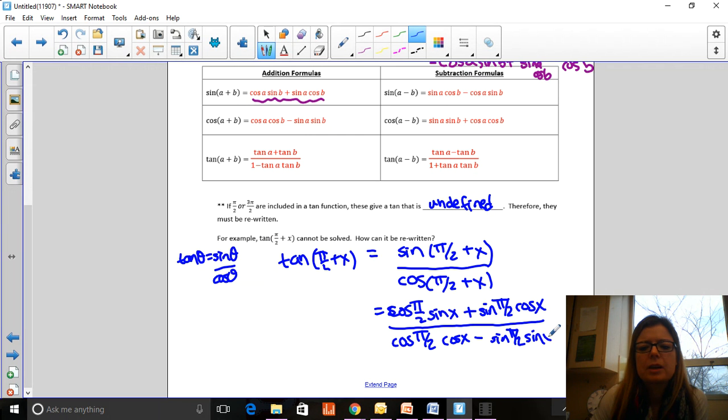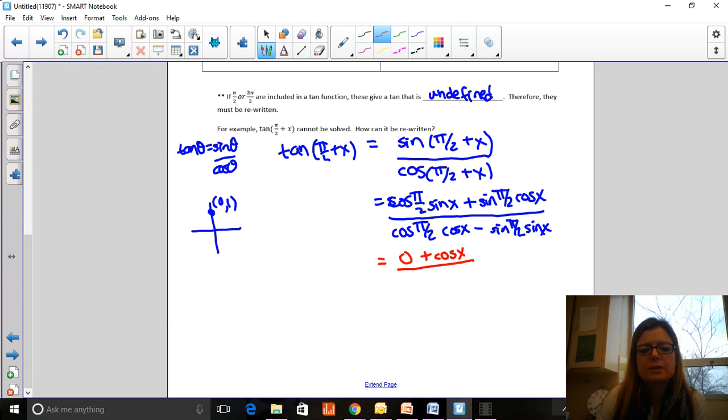Okay, so the cos of pi over 2, remember pi over 2 is just here around the unit circle, so the coordinates here would be 0, 1. So remember the cos of pi over 2 is just the x value, so that's actually just 0. So this becomes 0, so you get 0 plus, now the sine of pi over 2 is 1, so you just get cos x. And the cos of pi over 2 again is 0, so you just get another 0. Minus sine x.